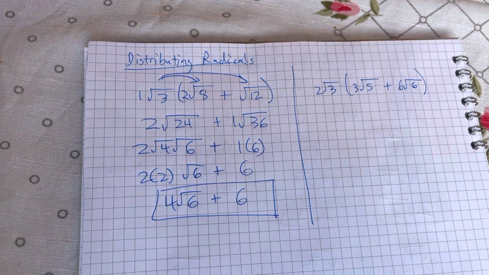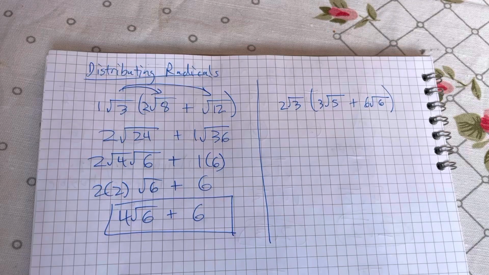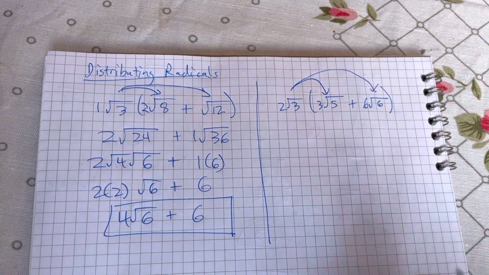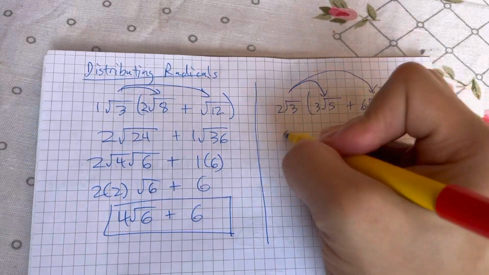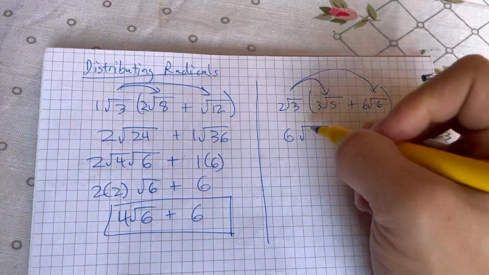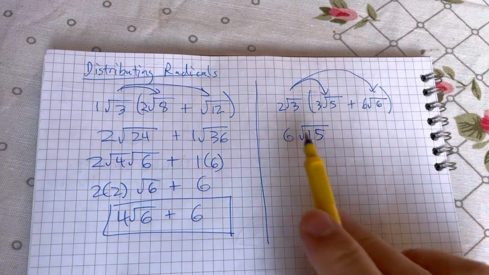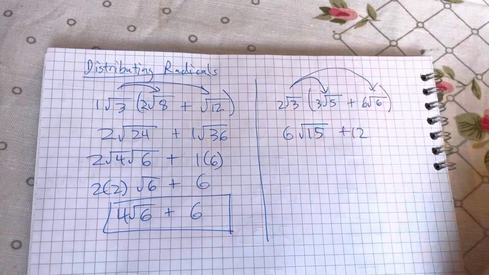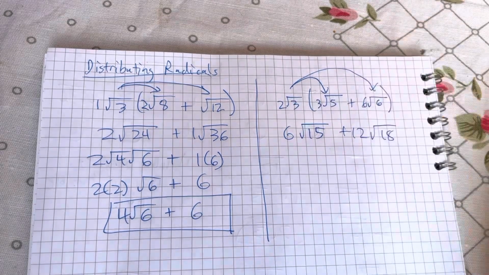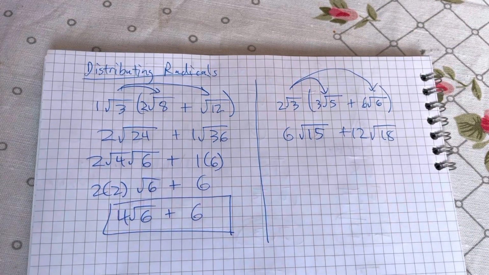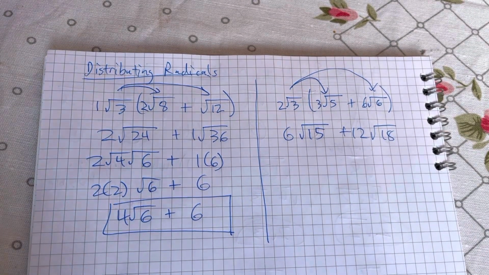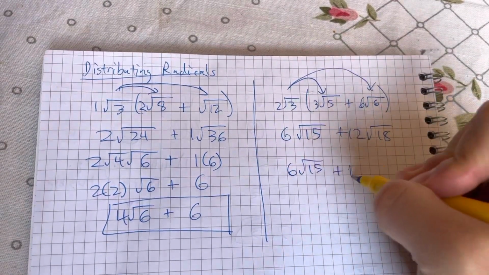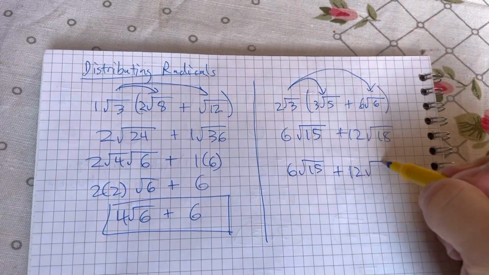Let's try this again one more time. Just distribute, draw your arrows for the distribution. Outside times outside, 2 times 3 is 6, right? 3 times 5 is 15, so we'll leave it at that. 2 times 6 is 12, and then root 3 times root 6 is root 18. Again, root 15 you cannot simplify, it's not divisible by a perfect square, so I'm actually just going to drop this, right? However, root 18, I've seen it before.